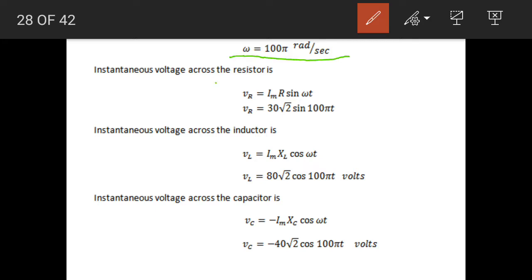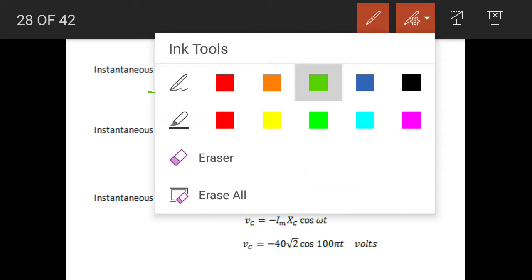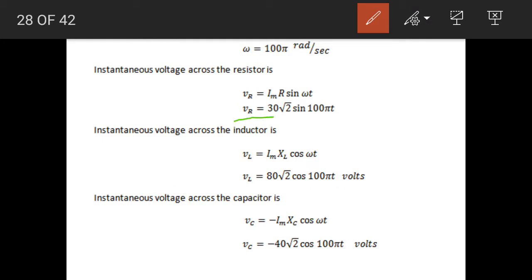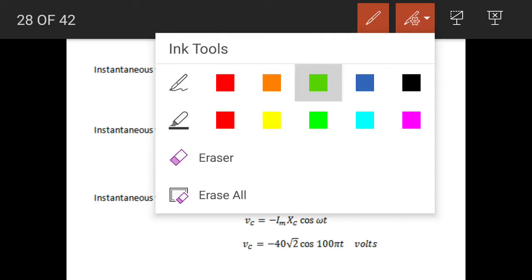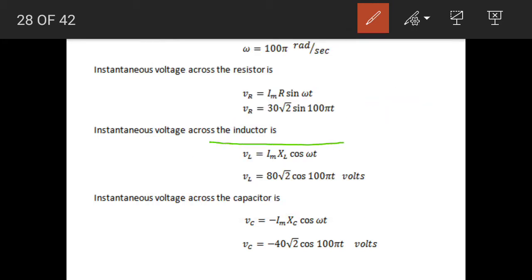So we calculate the voltage across the resistor with the help of this particular equation. If we put the values on the right hand side of this equation, we obtain 30 under root 2 sine of 100 pi t. You see, the maximum value of the voltage across the resistor is 30 under root 2. If we divide this maximum voltage by under root 2, we obtain 30 volt, which is the RMS value of this AC voltage.